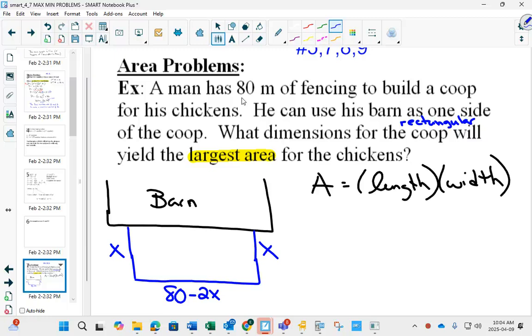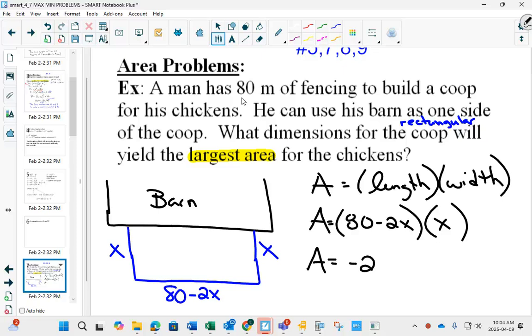And now, we can write our area, because the length is 80 minus 2x, and the width, doesn't matter which you choose as your length and which you choose as your width, is going to be x. If you multiply that out, do you see that makes a parabola? The negative 2x times the x will be negative 2x squared, and the 80 times the x will be plus 80x. Which way does this parabola open? It opens down. Does that make sense that its vertex is a maximum?